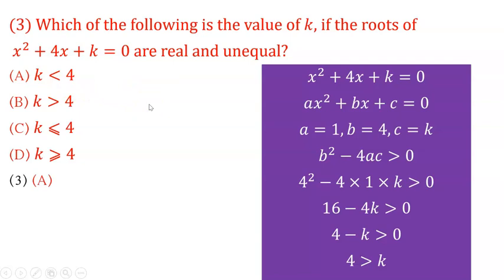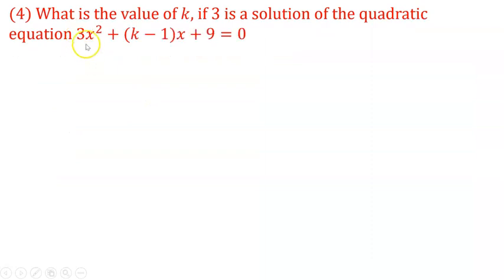Okay. Now next, what is the value of k if 3 is a solution of the quadratic equation 3x square plus (k minus 1) into x plus 9 equals 0? The first option A is minus 13, B is 13, C is minus 11 and D is plus 11. Here he has given one root, so we replace x by 3, solve, and then you will get the value of k.